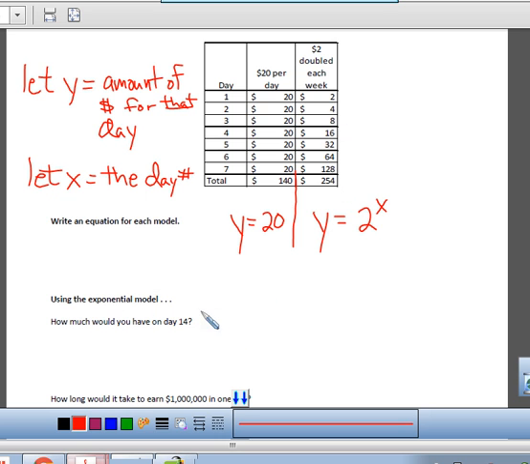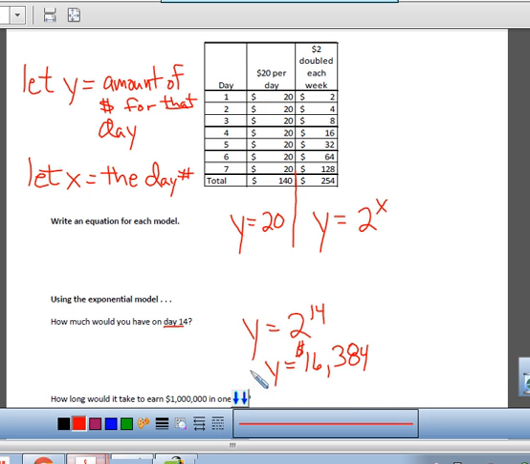Alright, so using the exponential model, this equation here, how much would you have on day 14? Since the number is 14, we're going to plug that into our equation and find out what we get. And the number is actually pretty significant. On day 14, you get $16,384. Wouldn't that be wonderful?